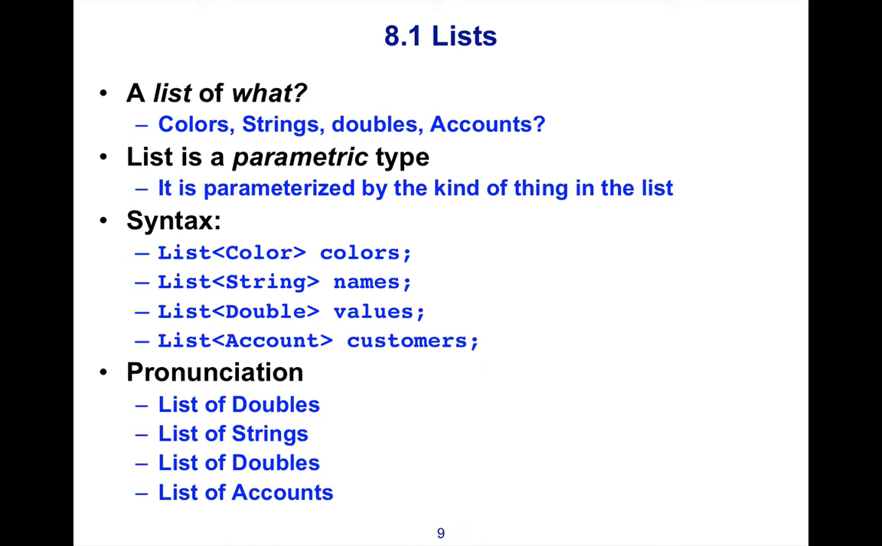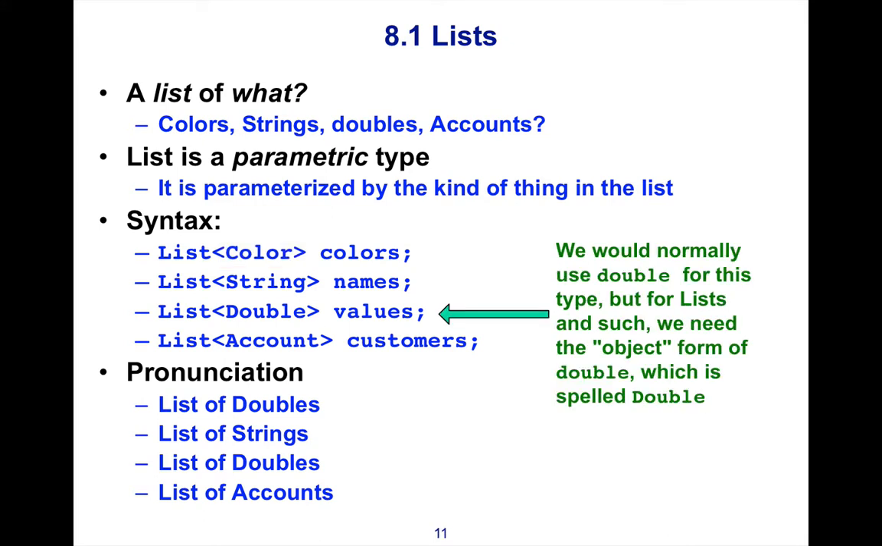The kind of thing that we want to make a list of is specified between angle brackets, less than and greater than signs, just after the word list. So for the syntax, we would say list of color. We pronounce it list of color, but it's spelled list with color inside the angle brackets. That's the type of our data, and then the name we give it could be colors or any other name that seems meaningful. If you look at the values declared here, that's supposed to be a list of doubles.